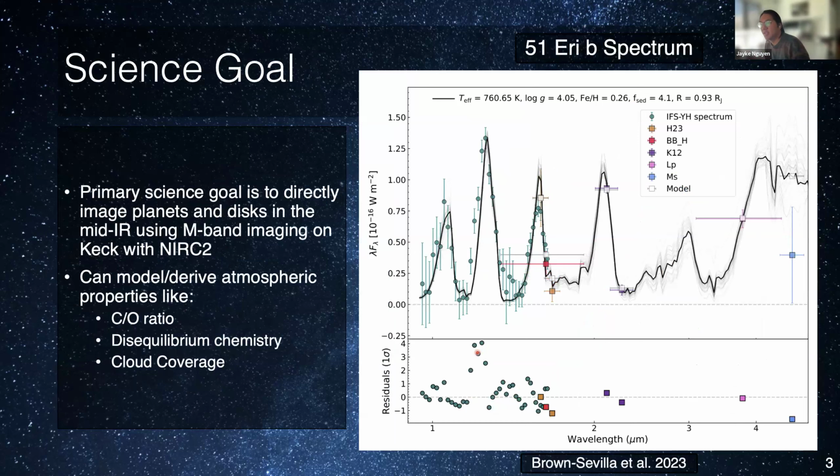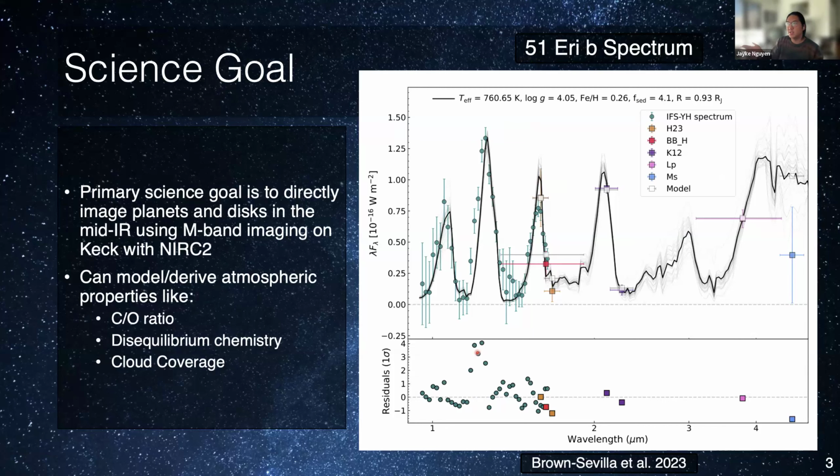And again, the science goals: we want to directly image these planets in the mid-infrared using M-band imaging. Specifically, I use the Keck telescope with the NIRC2 imager. With a spectrum or a photometric data point at M-band, you can derive and model a variety of atmospheric properties, such as the C to O ratio, disequilibrium chemistry, and cloud coverage.